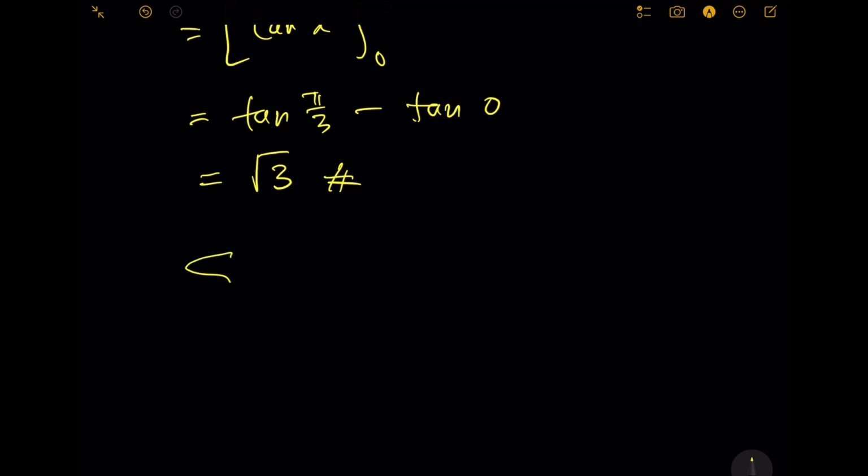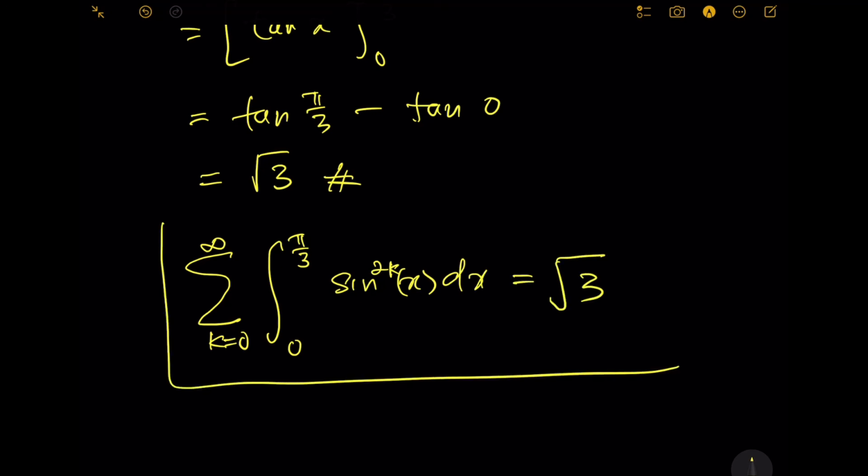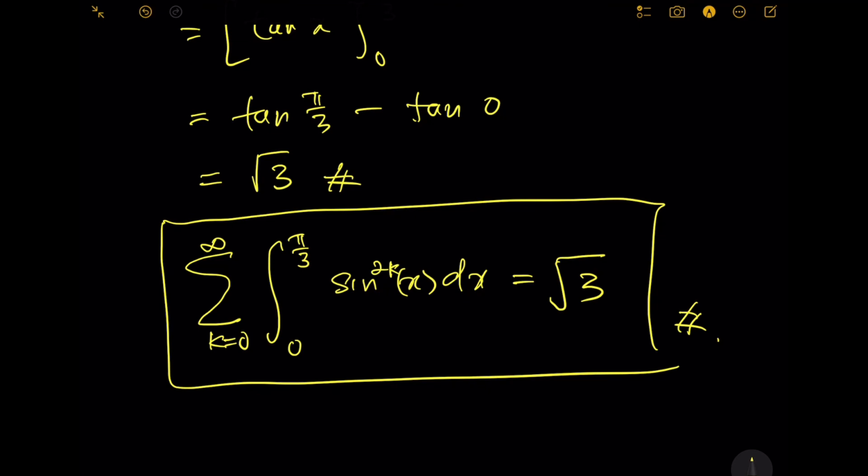Therefore, the conclusion is the sum of k equals 0 to infinity of the integral from 0 to pi over 3 of sine power 2k x dx is square root of 3. In future, I will create more videos to discuss the sum and the integral: when can we swap, and when we cannot swap.